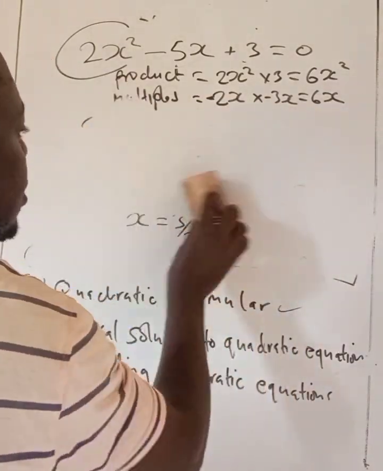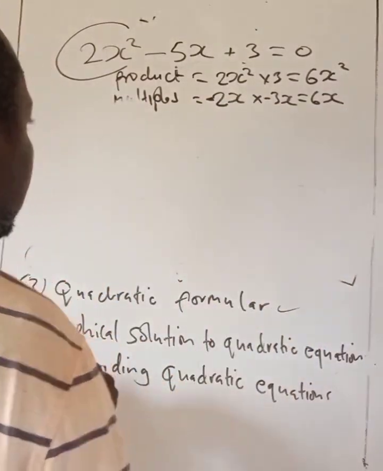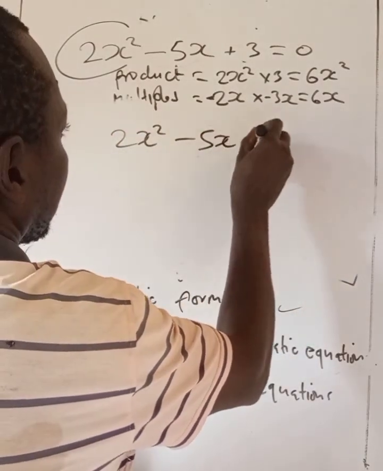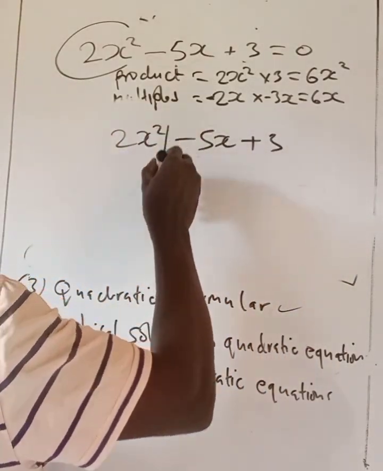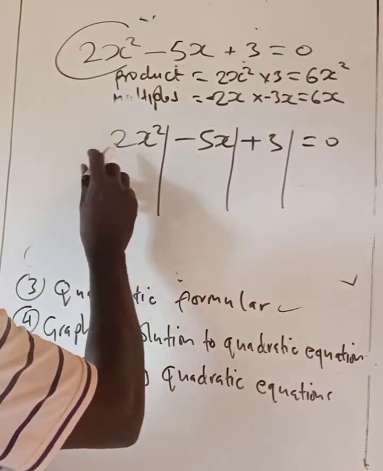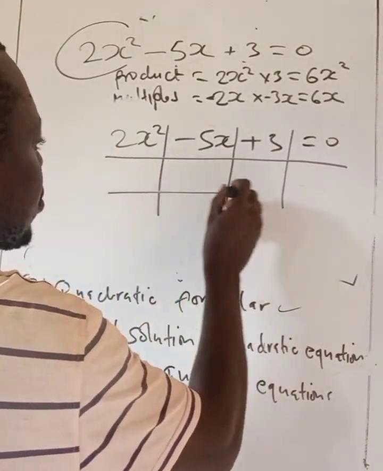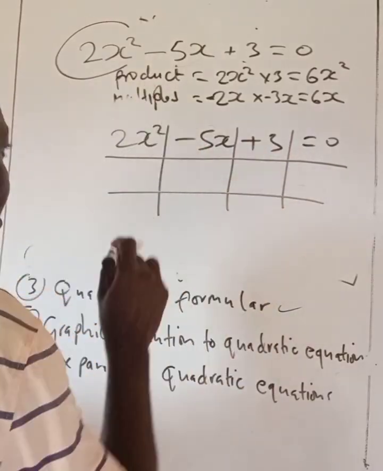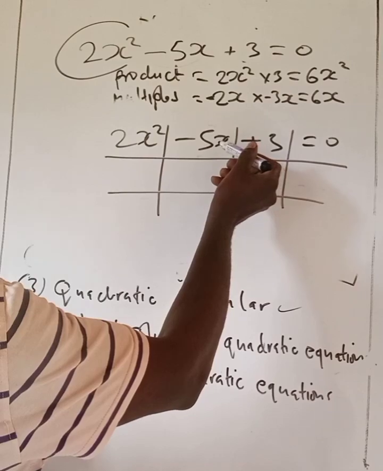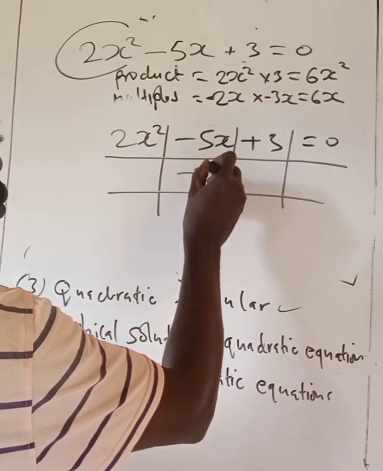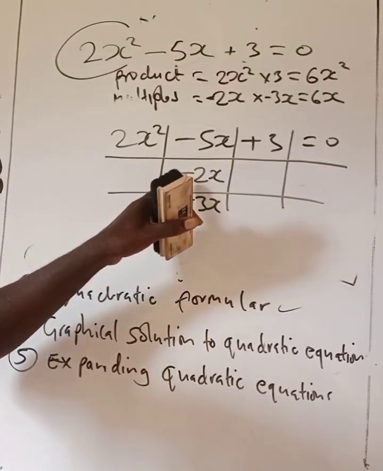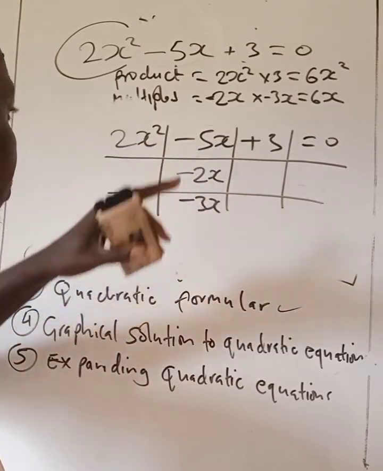Now, having gotten the product and the multiples, we can draw a 3 by 3 table, so that each value goes in its place. This is 3 by 3. Now, we know this part, negative 5x. Negative 5x is composed of negative 2x and negative 3x. Now, find the numbers on this side and this side, which we multiply. You can see here we have 2x squared.